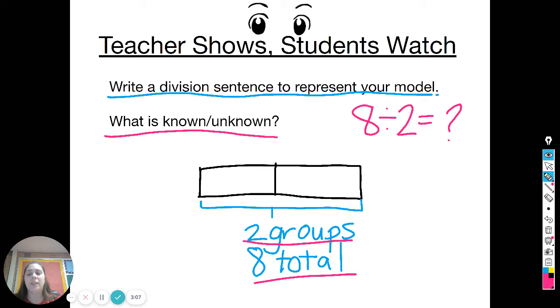So then what am I missing? There's 3 parts to our equation every time. Okay, there's the total, there's the number of groups, and there's the size of each group. So right now I do not know the size of one group. That is my unknown.